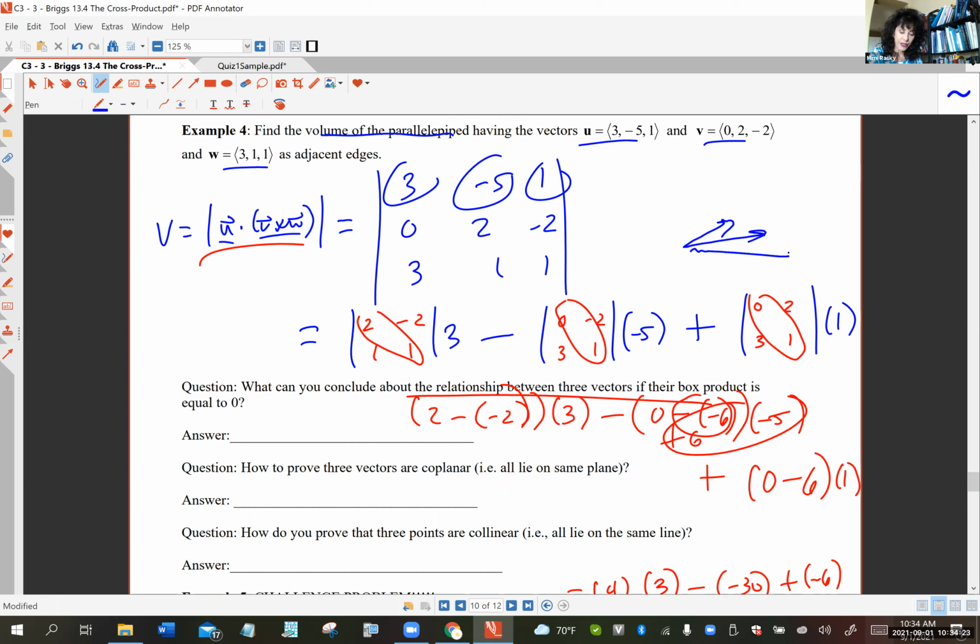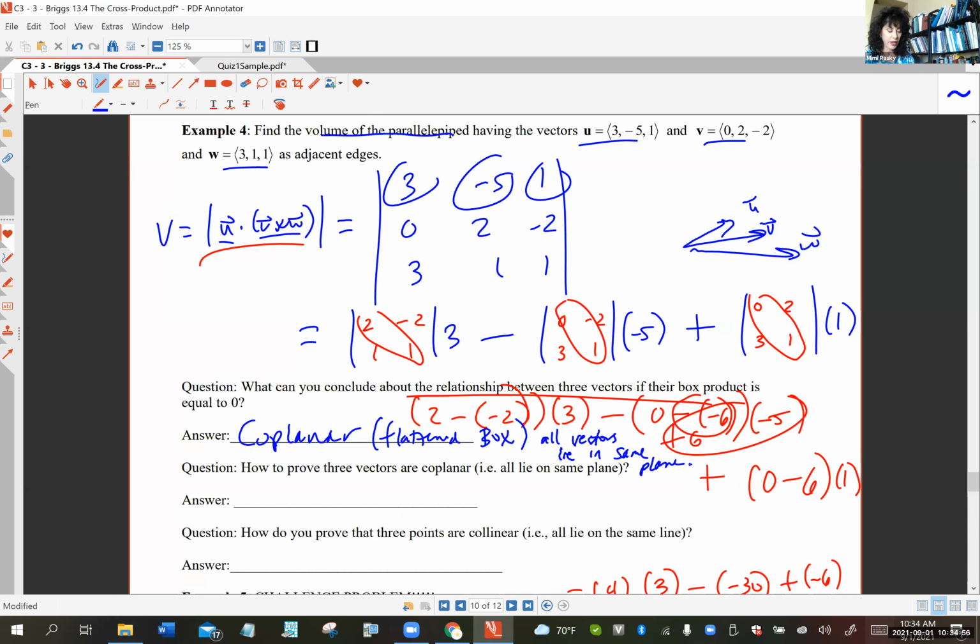And so all the 3 vectors, u, v, and w, all lie in the same plane. So the volume would be 0, but here's what you can conclude, that all of the vectors lie in the same plane. And we call that coplanar. And I'll just put in parentheses, flattened box. All vectors lie in the same plane. That's what you can conclude if the box product is 0.